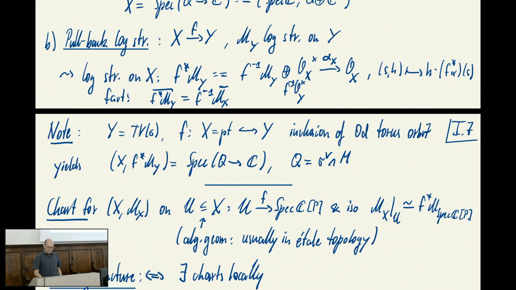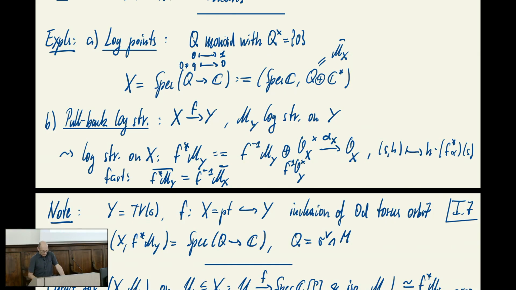So now comes the reason why these log points are natural. You take the inclusion of the zero-dimensional torus orbit, the center point of an affine toric variety, in the affine toric variety, TV sigma. This is my f, and you pull back the toric log structure, and you get the log point that has this toric modulus Q given by sigma dual intersected with N. So in particular, let's say we take A1, your Q is N. What you get is a log point that has, for Q, the monoid sheaf N direct sum C star.